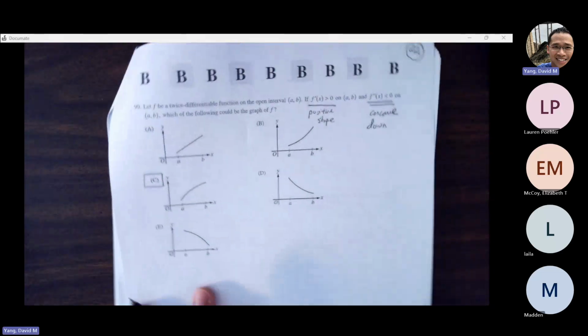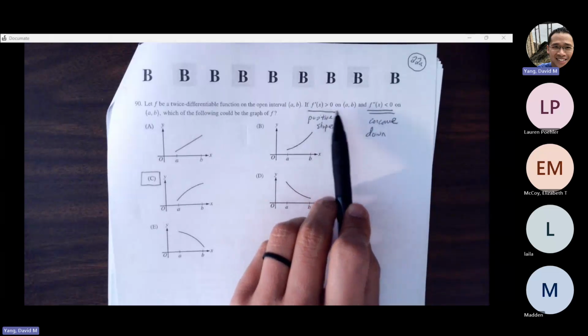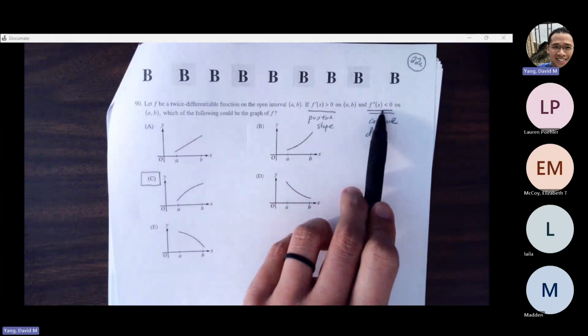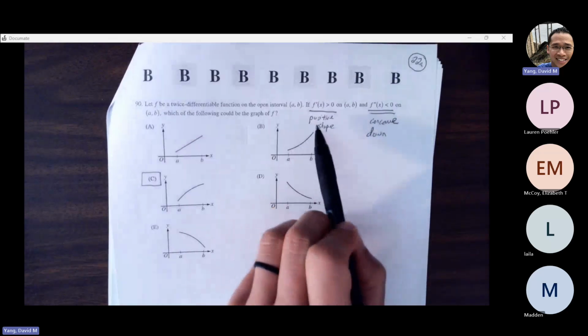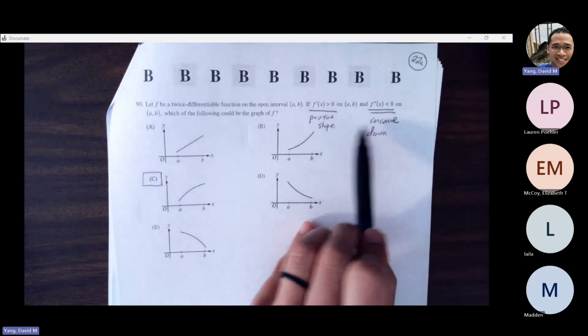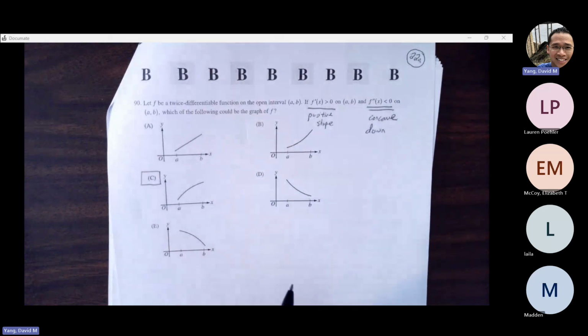All right, let f be a twice differentiable function. If f prime is positive, that means positive slope. Greater than 0 means positive slope. And f double prime is negative. Which could be a graph of f? So we want a graph that has positive slope and is concave down. Pair those two together. The only graph that's going to experience that is answer choice C.